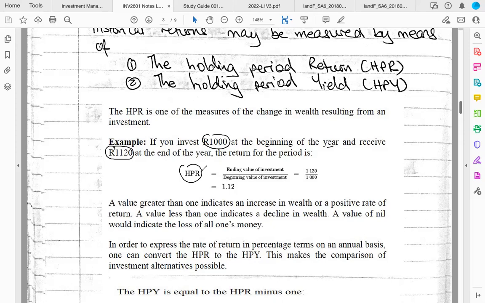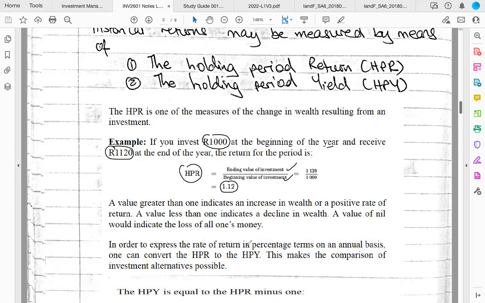To do this calculation, it's really, really simple. We simply take the ending value of our investment over the beginning value of our investment, and that gives us 1.12. We call that the holding period return. If that value is greater than 1, it means that the value of your wealth went up, and if it's less than 1, it means that the value of your wealth went down.